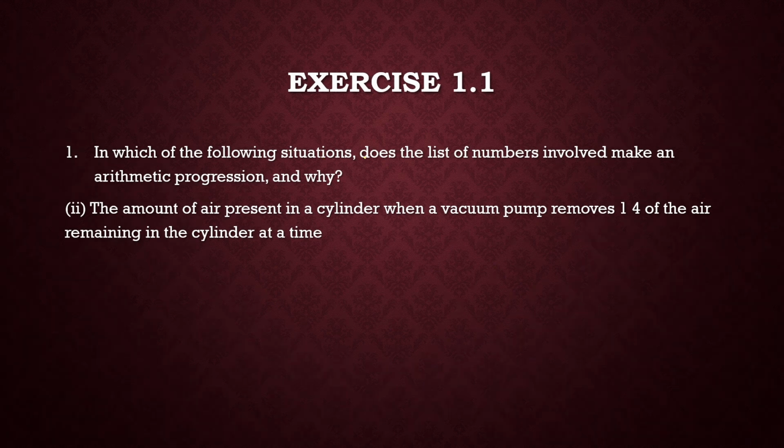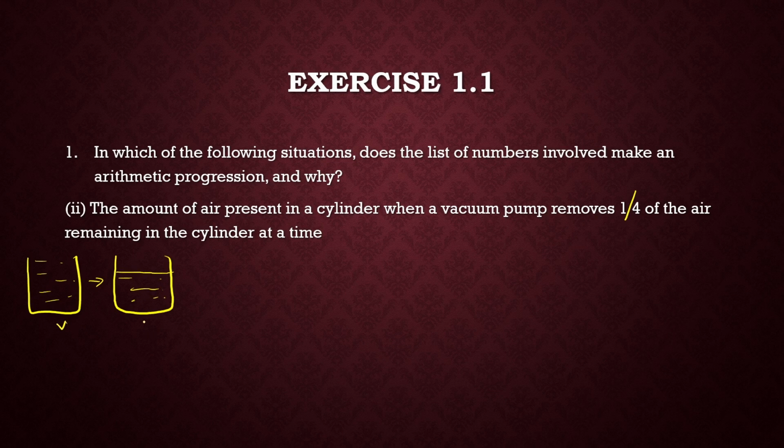In which of the following situations does the list of numbers form an AP? Same question. The second question is the amount of air present in a cylinder when a vacuum pump removes 1 by 4th of the air remaining in the cylinder at a time. Initially, consider I have a container full of gas. Now the pump is removing 1 by 4th of it. Then how much gas is left? If 1 by 4th is removed, then only 3 by 4 is left. So here I had V, and now only 3 by 4 V is left.